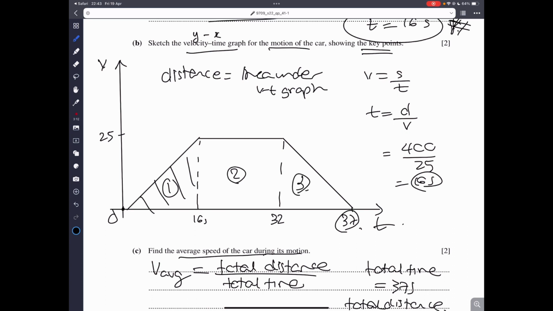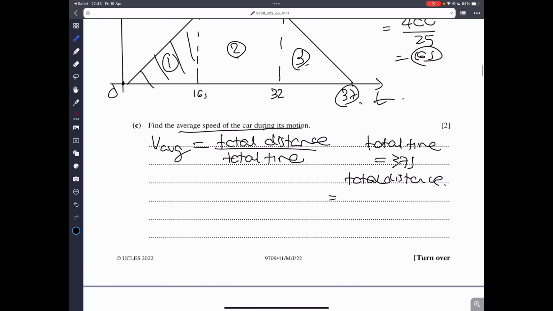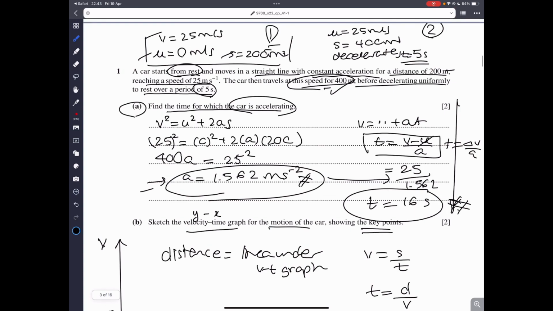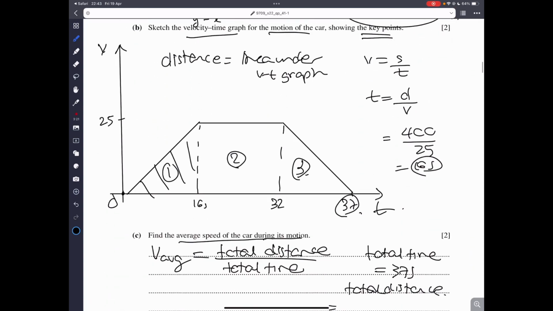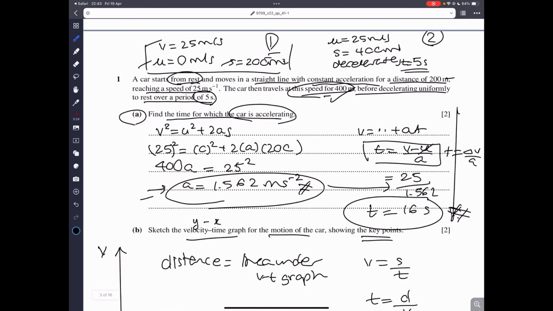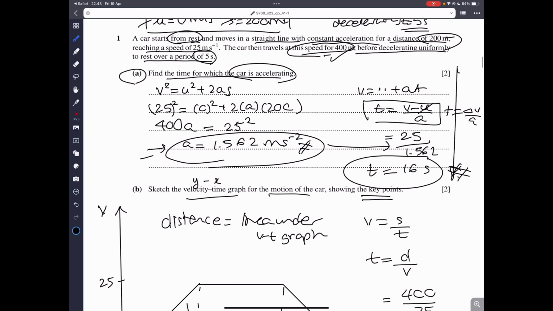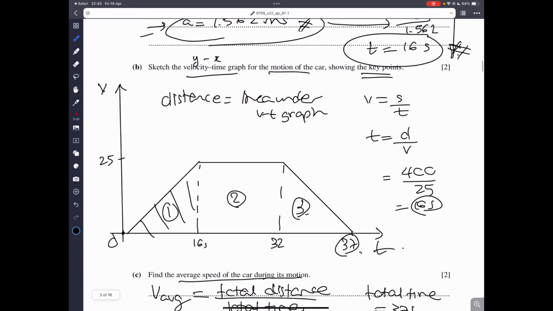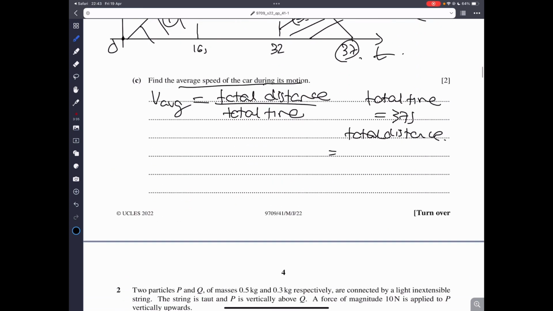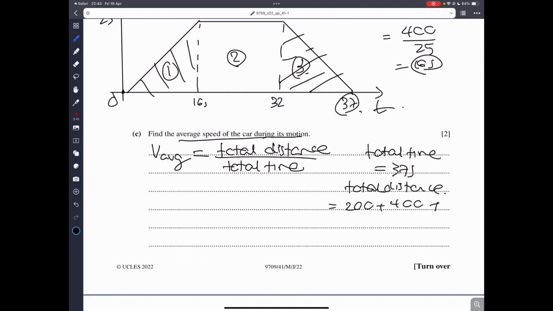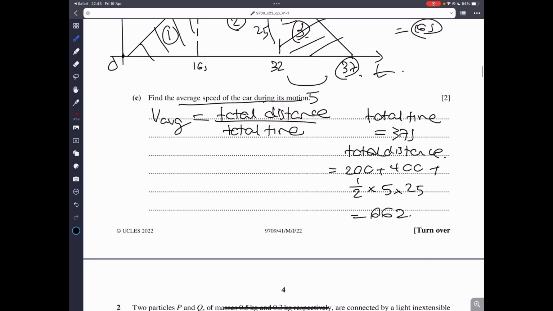So let's find the total distance. We can find it under the graph, or just look at the question. The question already states the first part is 200 meters and the second part is 400 meters. We just need the last part, which we can find by calculating the area of this triangle, which is 1/2 times 5 times 25. This is 5, this is 25. So the total distance gives us 662.5 meters.